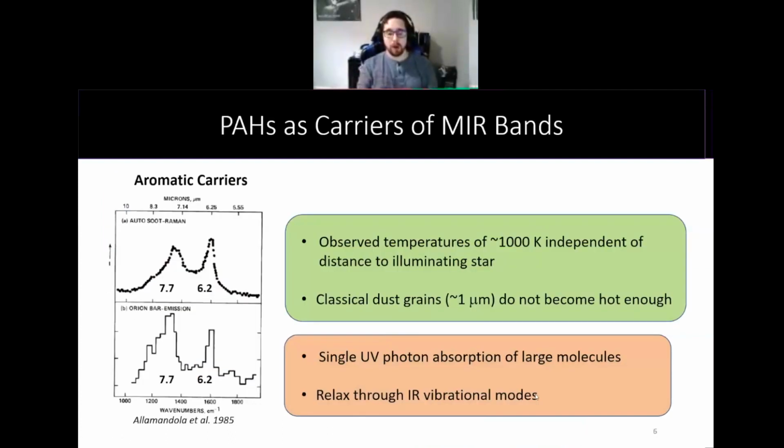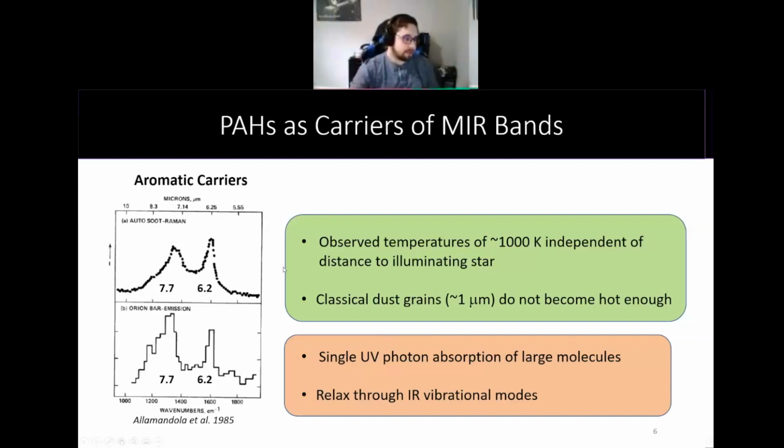So now that we know what PAHs are, why do we think we can call these the carriers of these mid-infrared bands? The reason we attribute these to PAHs is primarily due to a couple of studies in the 80s. First off, Amendola et al. in 1985 looked at a spectrum from auto soot and found the same kind of prominent bands at 7.7 and 6.2 as they found in the Orion Bar emission. So this indicates that the carriers of these bands are aromatic in nature.